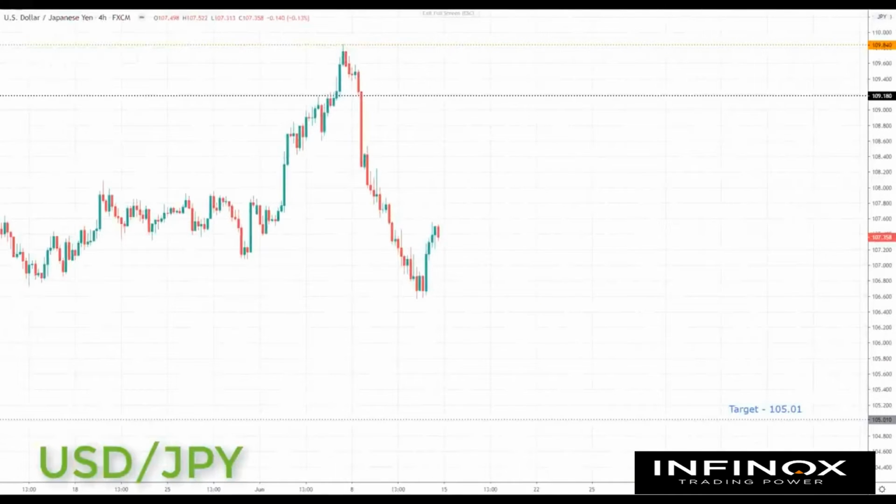So the next market we're going to look at is US dollar Japanese yen. Now last week we had a reversal to the downside in this market as we started to see some panic coming into the market with that sell-off in the S&P 500.